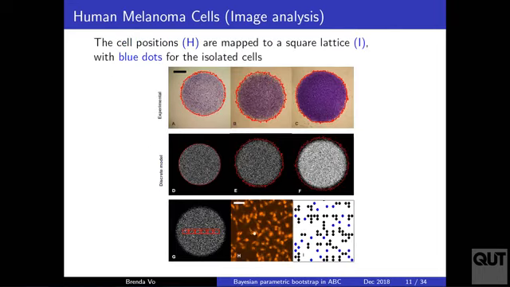The blue dot here, so from H to I, what I try to do is map these cells' locations to a 2-dimensional lattice. It's very close, but of course it's not exactly the same. And the blue cells are those considered isolated because they don't have any neighbor around.